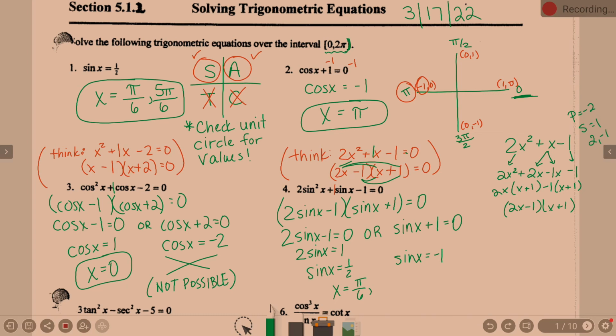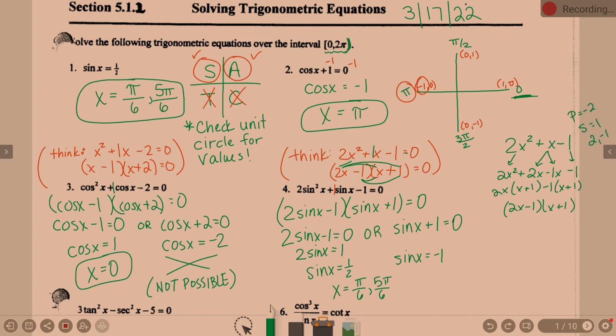Remember, where else is sine positive? Sine was positive in quadrant 2. The pi over 6 angle there is 5 pi over 6. Okay, we have 2 answers. Now we have to ask about sine x equals -1. At what angle does sine equal -1?